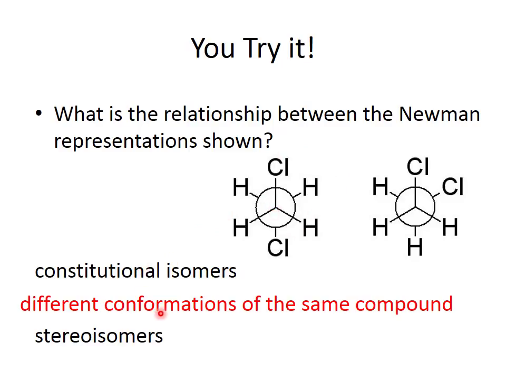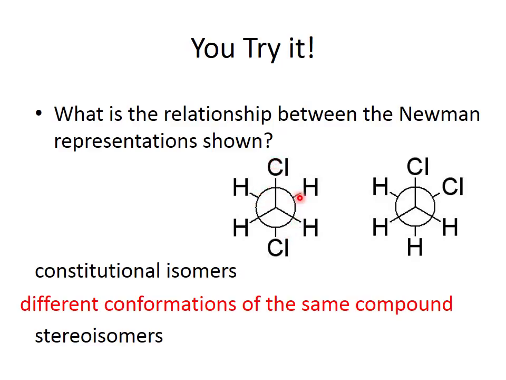Yes, if you look at these two, you will see that these are different conformations of the same compound. Why are they not constitutional isomers? For them to be constitutional isomers, what you have to have is different connectivity. The connectivity here is the same. There's a chlorine attached to a carbon, which is attached to the carbon behind, which is then attached to the chlorine. We have that same thing. Chlorine attached to carbon, which is attached to the carbon behind, which is then attached to the chlorine.